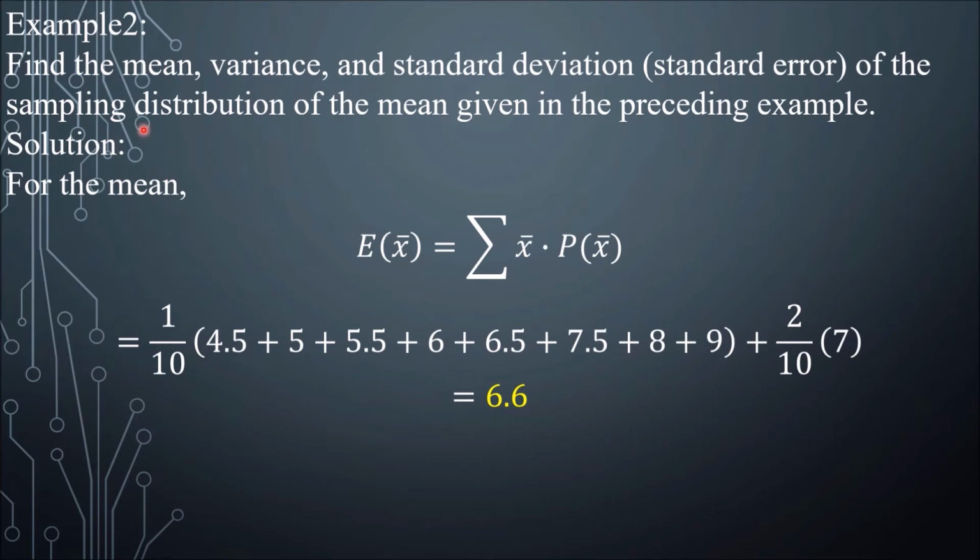Let's have example number 2. Find the mean, variance, and standard deviation or standard error of the sampling distribution of the mean given in the preceding example.